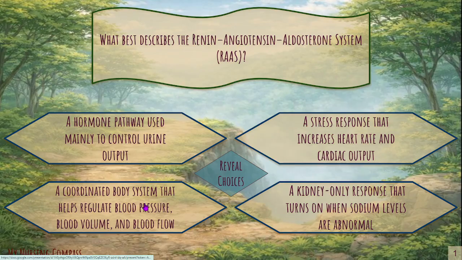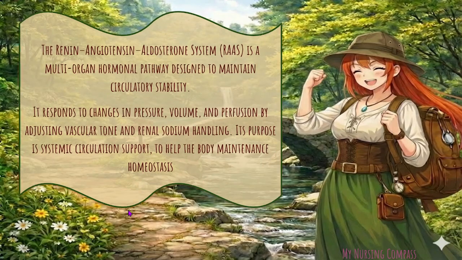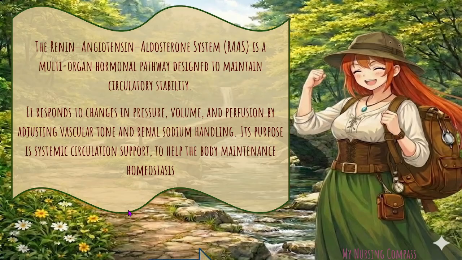If you chose C, a coordinated body system that helps regulate blood pressure, blood volume, and blood flow, you are correct. The RAAS is a multi-organ hormonal pathway designed to maintain circulatory stability. It responds to changes in pressure, volume, and perfusion by adjusting vascular tone and renal sodium handling. Its purpose is systemic circulation support to help the body maintain homeostasis.